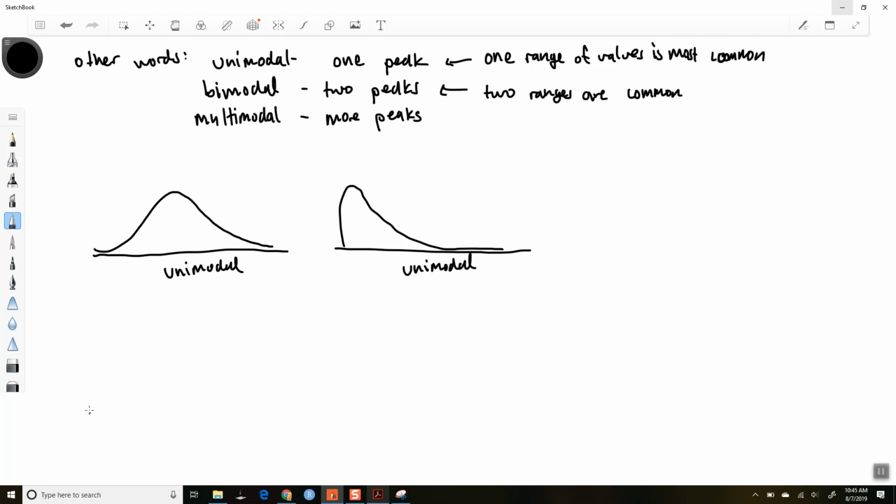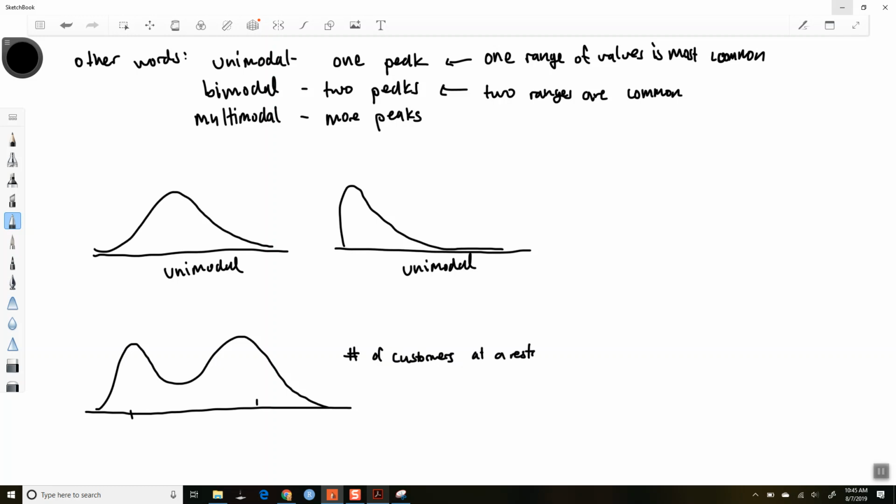Okay, and then bimodal could be what time did you eat at Chipotle? And we might see something like this, and this will be like lunchtime, and this will be like dinner time. Okay, this will be like number of customers at a restaurant during the day based on the hour.